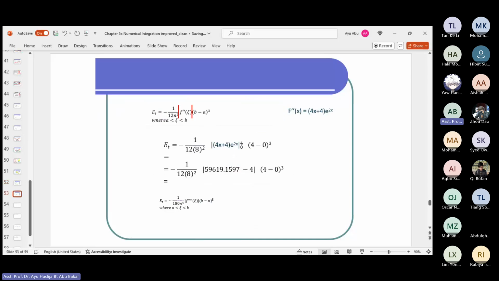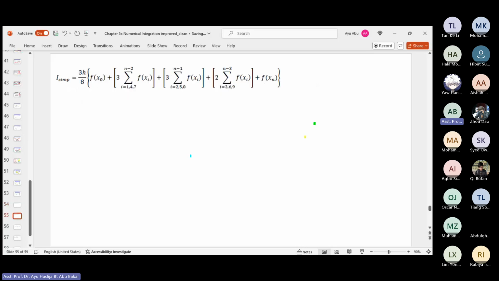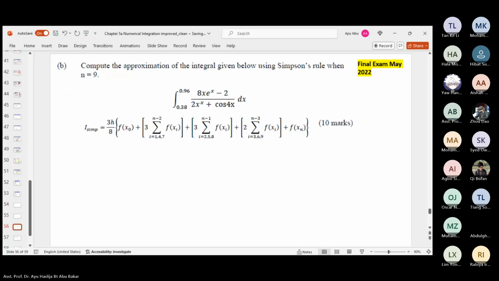Now the truncation error I will pass. We focus on the true error and approximate error only. This one also I will pass. I want to focus on the unequal segment. This one you can try on your own.